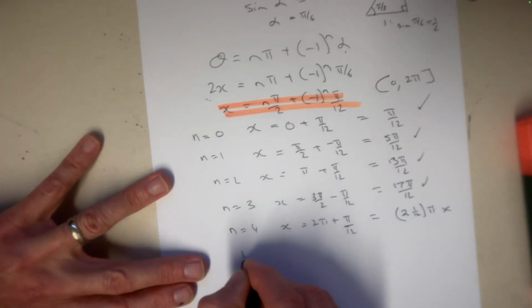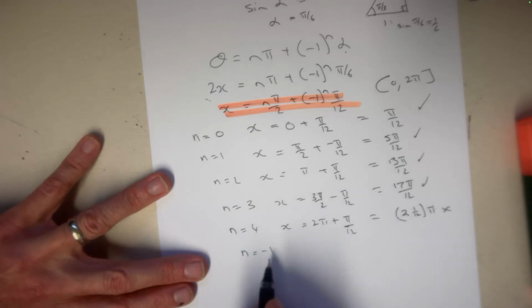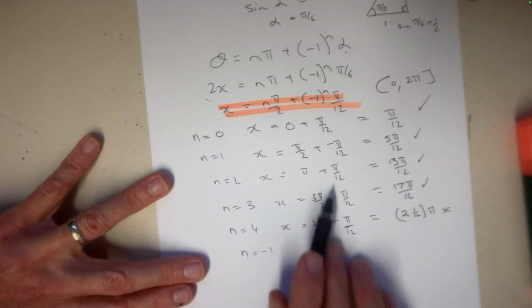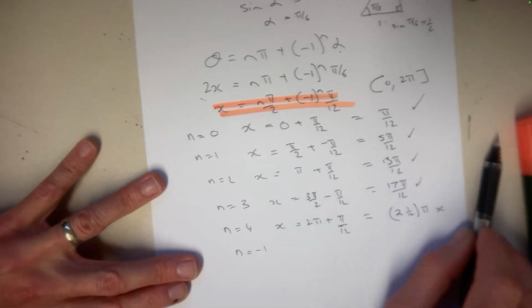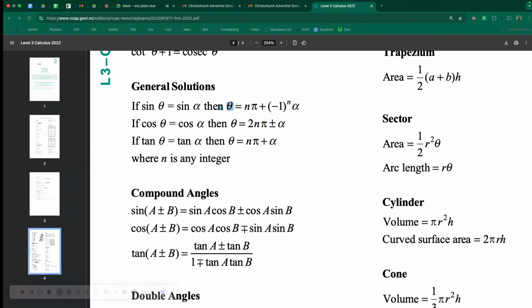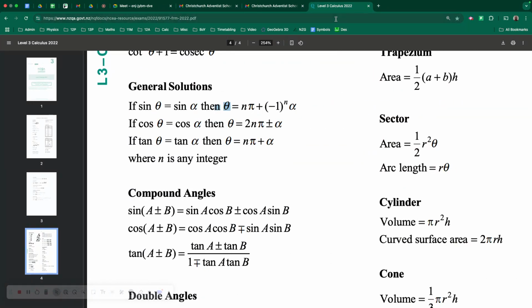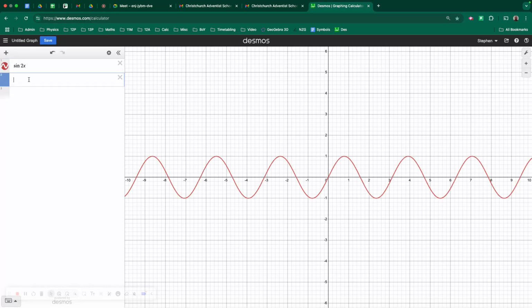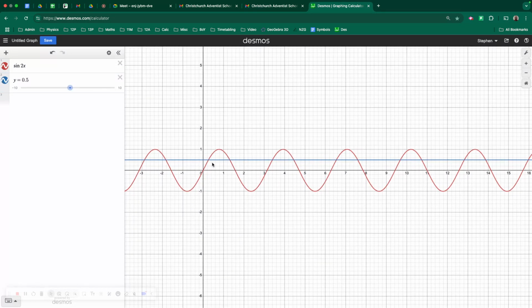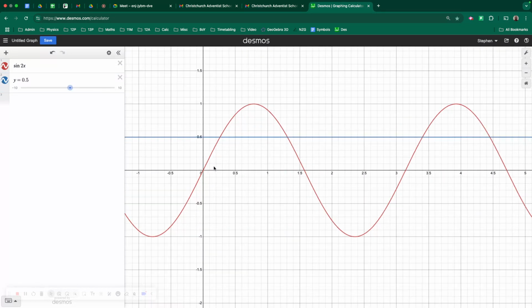Hey, what's stopping you doing this with n equals minus 1? Nothing. You don't have to start at 0. If you plug that in, you'll get an answer which is not inside that range as well. Okay, so what we're going to do here is very quickly go to Desmos, and you'll see how quick this is. So we've got sine 2x, y equals 0.5. Okay, so there are all the solutions.